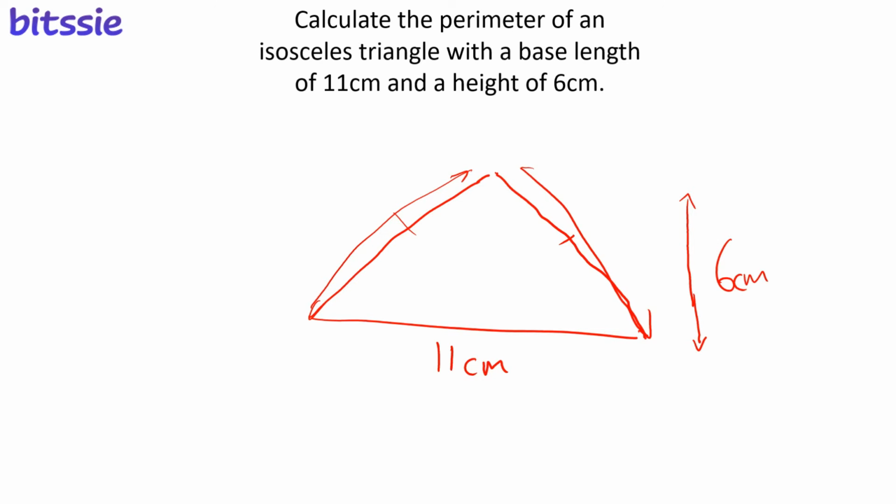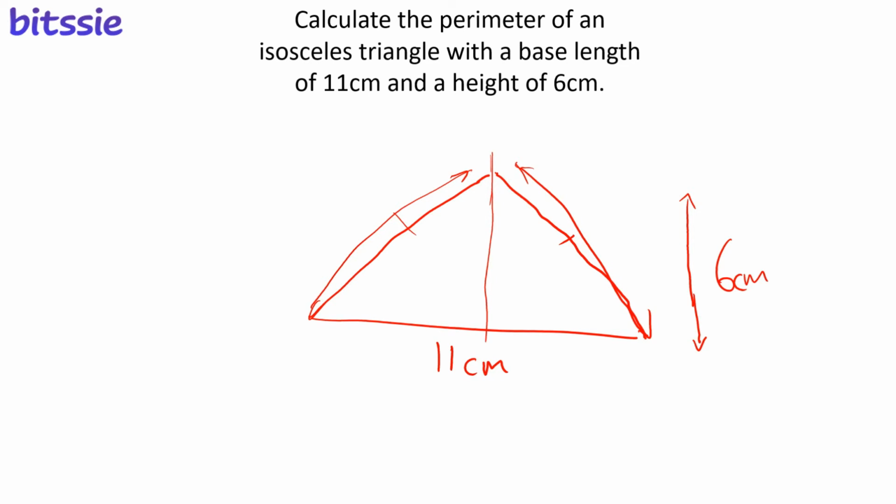So we can't use Pythagoras' Theorem, and we don't know if this is a right angle, and we don't know if these are right angles. So what do we do here? Well, we know that the height of the triangle is 6 centimeters, so let's split it into two, as it's an isosceles triangle.